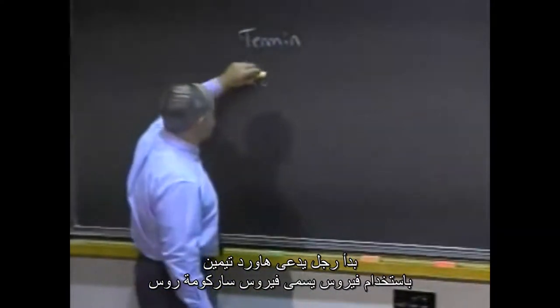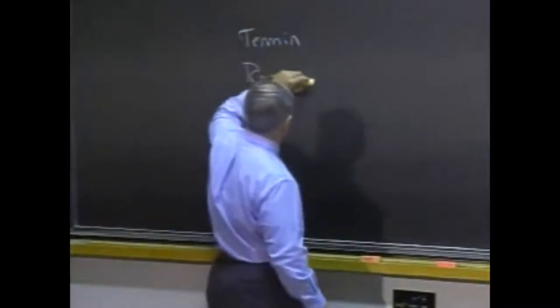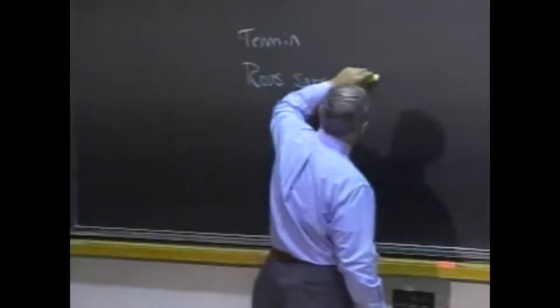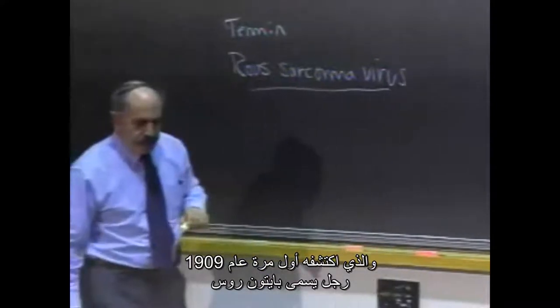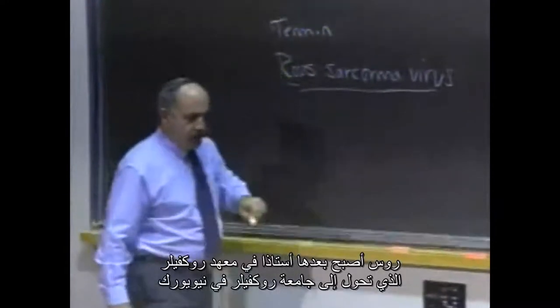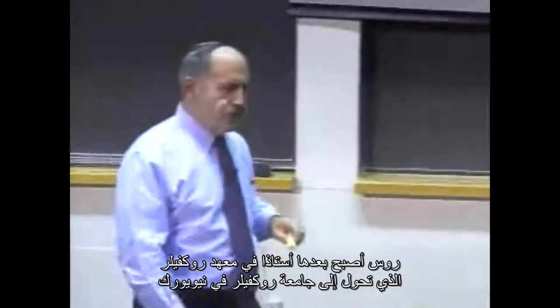In the late 1960s and early 1970s, a man named Howard Temin began to use a virus called Rous sarcoma virus, which had first been discovered in 1909 by a man named Peyton Rous. Rous was then a professor at the Rockefeller Institute, later the Rockefeller University in New York.